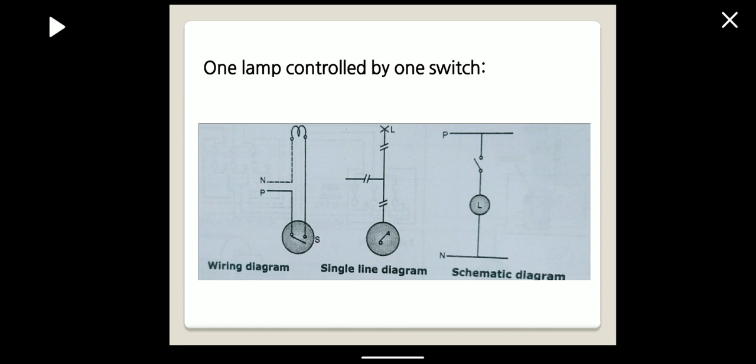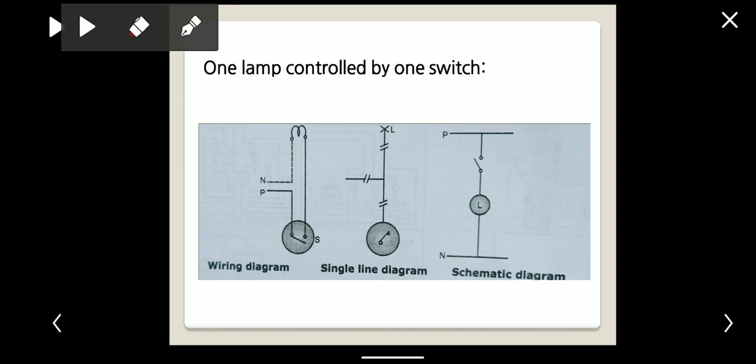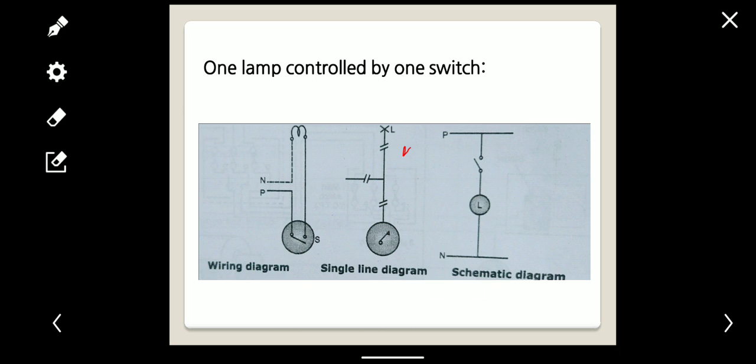In the wiring diagram, the exact details of the wiring have to be shown. In a single line diagram, from the end to the lamp there are two lines, and these two lines represent the two wires in that particular conduit. Here it is also two lines, and here also two lines. This is the symbol for the switch and this is the symbol for the lamp. This is represented in a single line, that's why it's called a single line diagram.